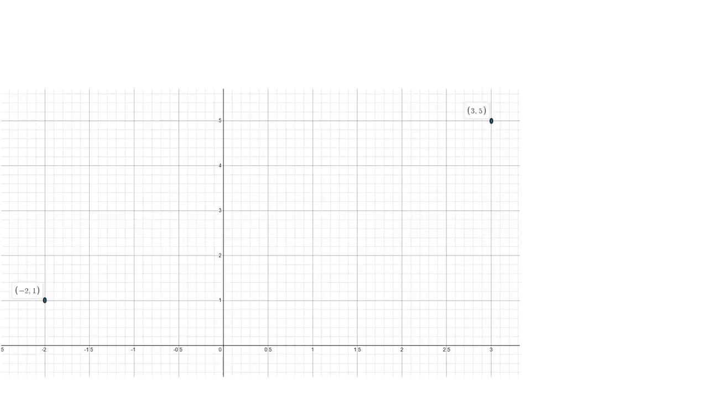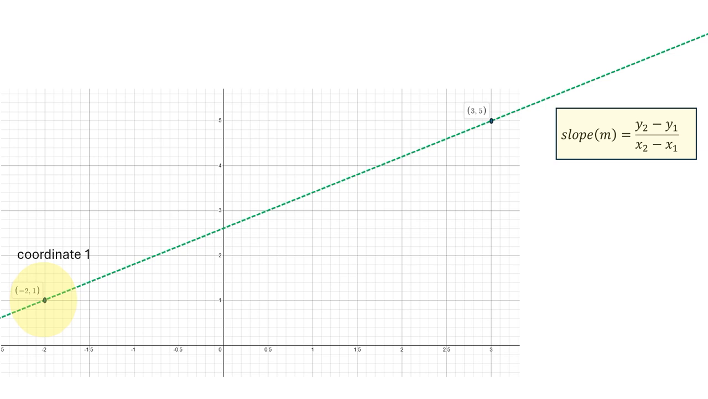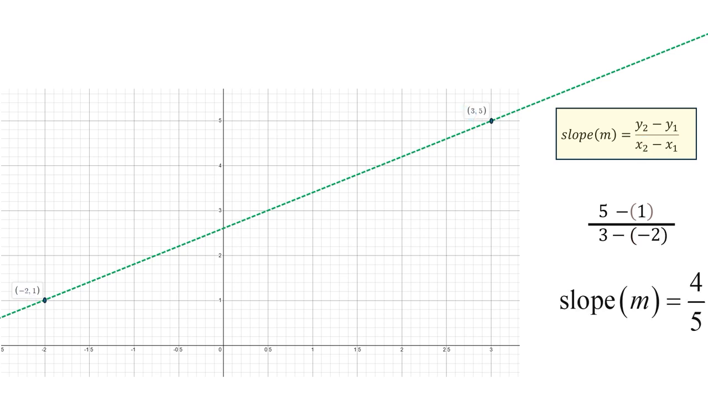In this example, we have another pair of coordinates from 2 points. We'll refer to (-2, 1) as point 1, and we'll refer to the point (3, 5) as coordinate 2. Plugging the values into our new formula, we would get 5 subtract 1 over 3 subtract -2, which would give us a slope of 4/5.